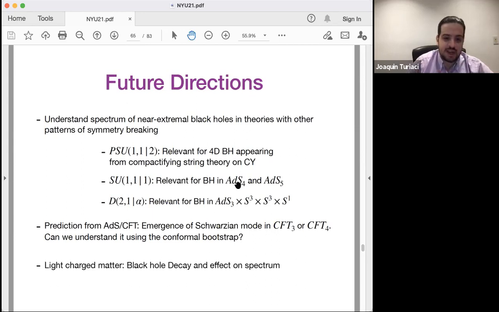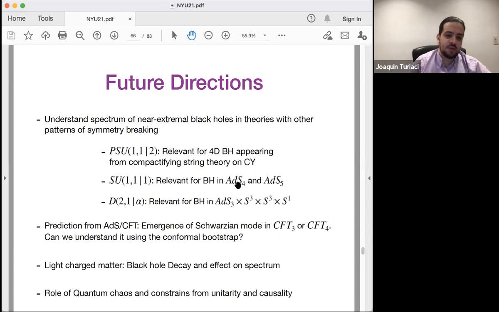Another question is, I have assumed that there is no light charged matter, and this is important because this makes the black hole decay, so this would affect this calculation. And this is also related to something called the weak gravity conjecture that's very interesting. So this is something else in the to-do list that we would like to understand better. And finally, the role of quantum chaos and constraints from unitarity and causality has been studied a lot, but I feel like there are still things to understand better.